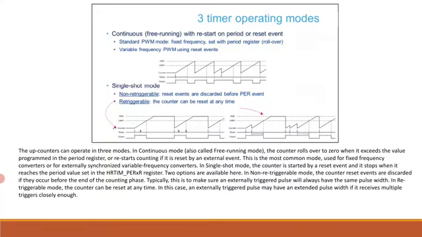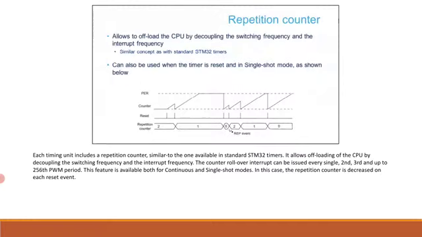So each timing unit includes a repetition counter similar to the one available in STM32 timers. It allows offloading of the CPU by decoupling the switching frequency and interrupt frequency. The counter rollover interrupts can be issued every single, second, third and up to 256th PWM period, which we already discussed previously. This feature is available both for continuous and single shot modes. In this case, the repetition counter is decreased on each reset event.